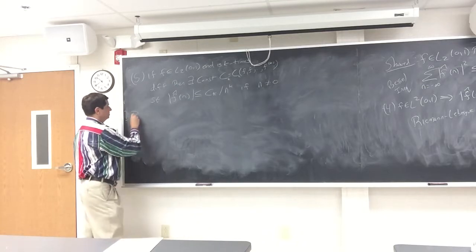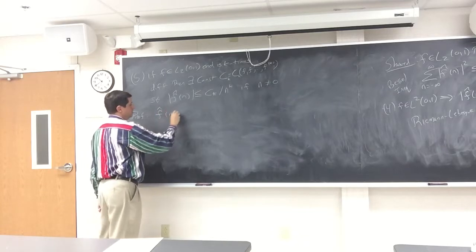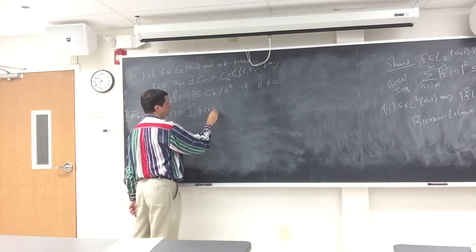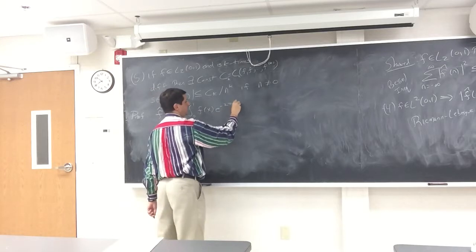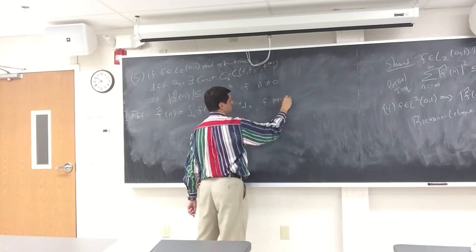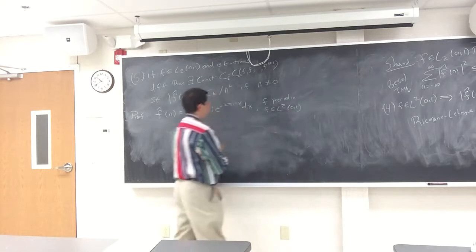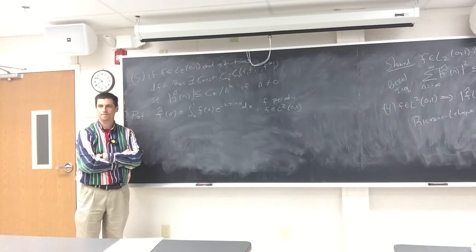So here's the proof. We have f hat of n is the integral from 0 to 1 of f of x e to the negative 2 pi i n x dx. And we're assuming f is periodic. And we're assuming f is in L2 of 0, 1. So what do you think I want to do? And I know f is k times differentiable.